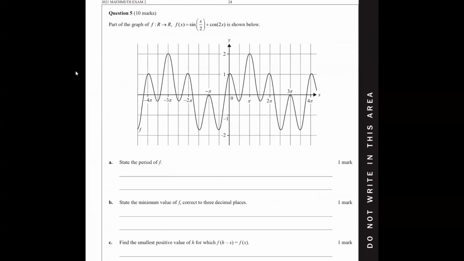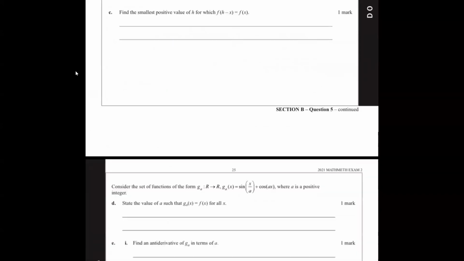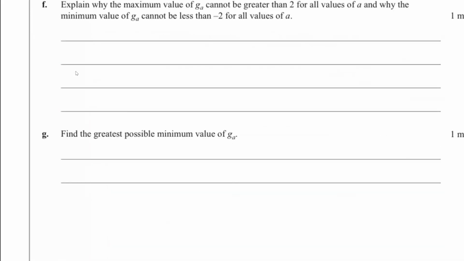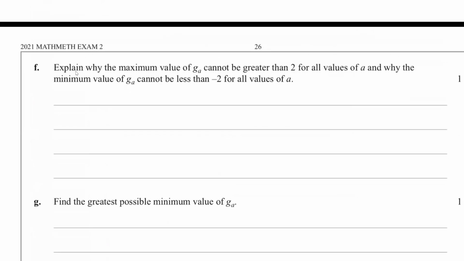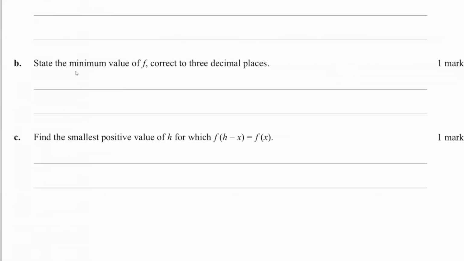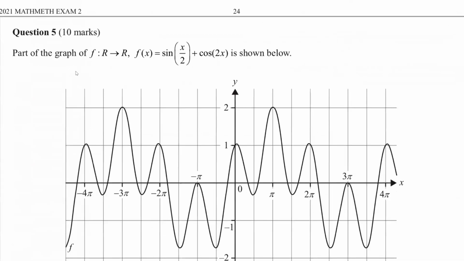The last question was a really good question, except for the very last part. Personally, I don't like the very last part. It's a bit ambiguous. Find the greatest possible minimum value of GA. This one.